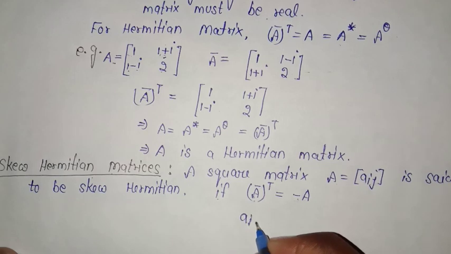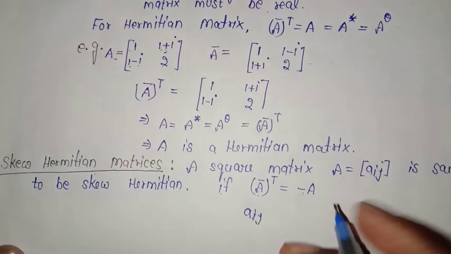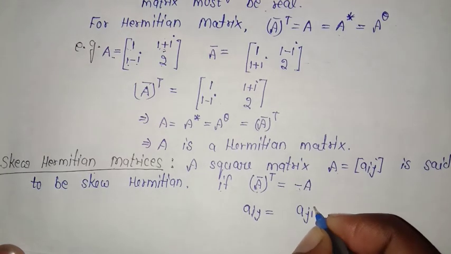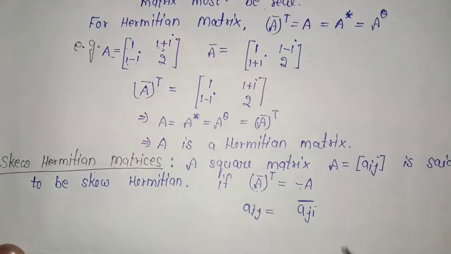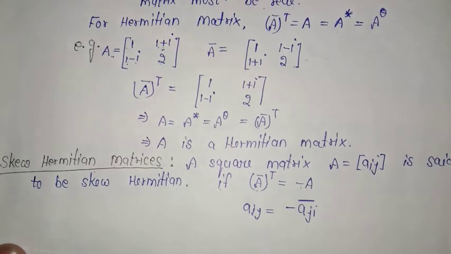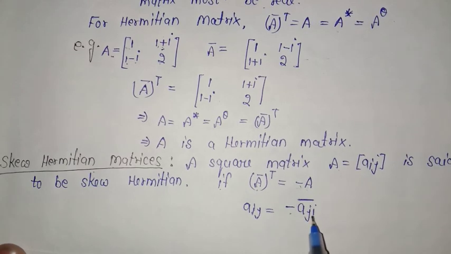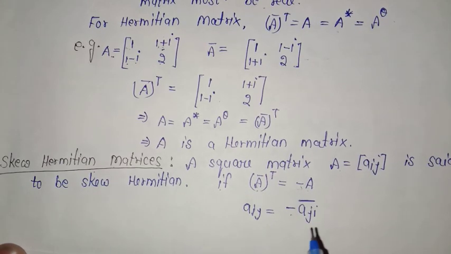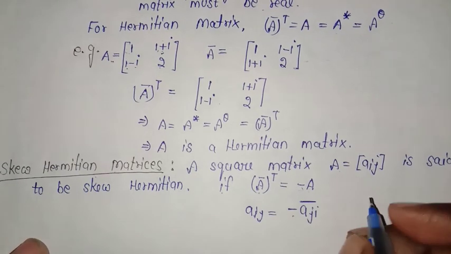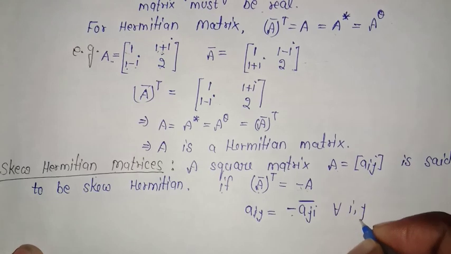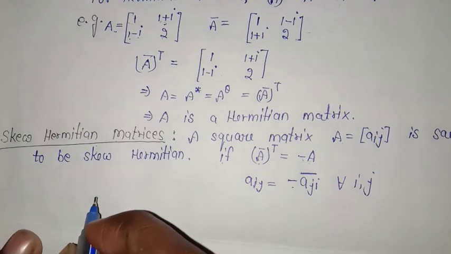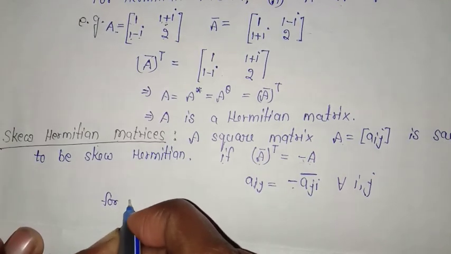If we want to write this statement in form of entries, then we say that Aij is equal to, firstly we interchange the rows and columns, so this becomes Aji. Now we take the conjugate of this term and this becomes the negative, so we take the negative sign as well. That is, the negative of the conjugated transpose of A is equal to the matrix A, and this is true for all i, j.